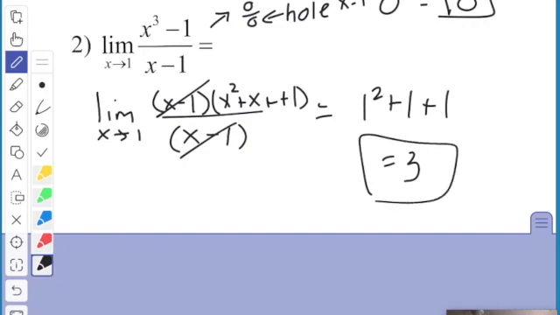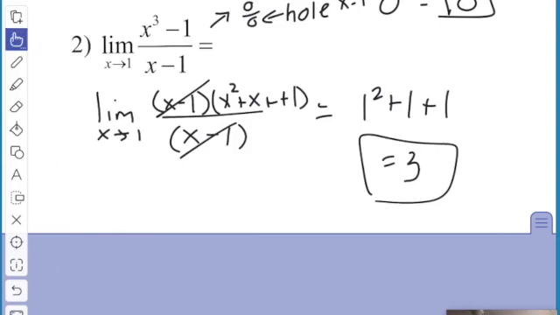So if you were to go to graph this thing, feel free to do that. Go ahead and graph this thing and see what happens. See what the graph does at 1. If you zoom in with Desmos, or if you just do a point check with your graphing calculator, you'll see there is a hole. But on either side of that hole, it approaches 3.